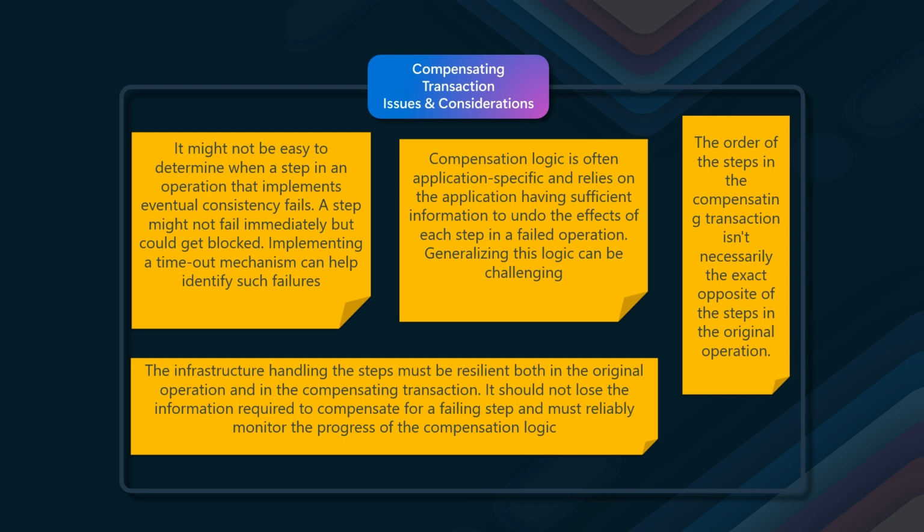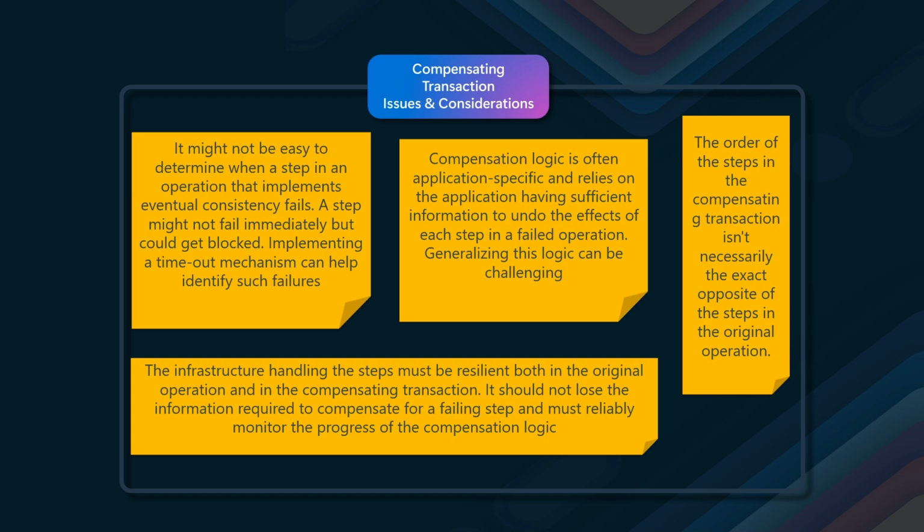When implementing the compensating transaction pattern, there are several issues and considerations that we need to keep in mind. Determining failure: it might not be easy to determine when a step in an operation that implements eventual consistency fails. A step might not fail immediately, but could get blocked. Implementing a timeout mechanism can help identify such failures. Compensating logic is often application specific and relies on the application having sufficient information to undo the effects of each step in a failed operation. Generalizing this logic can be challenging.